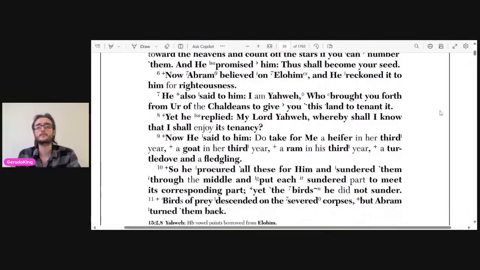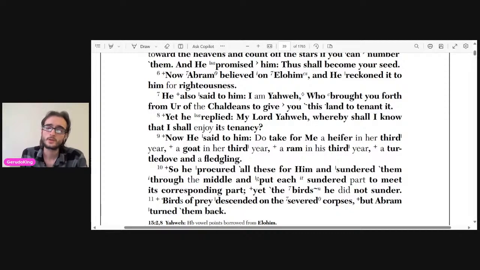Now Abram believed on Elohim, and he reckoned it to him for righteousness. He also said to him, "I am Yahweh, who brought you forth from Ur of the Chaldeans to give you this land to tenant it." Yet he replied, "My Lord Yahweh, whereby shall I know that I shall enjoy its tenancy?"